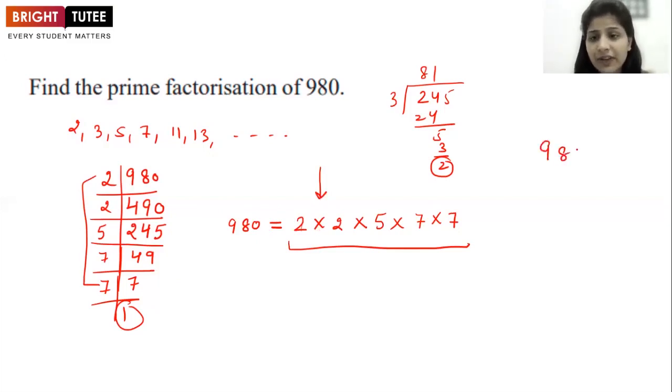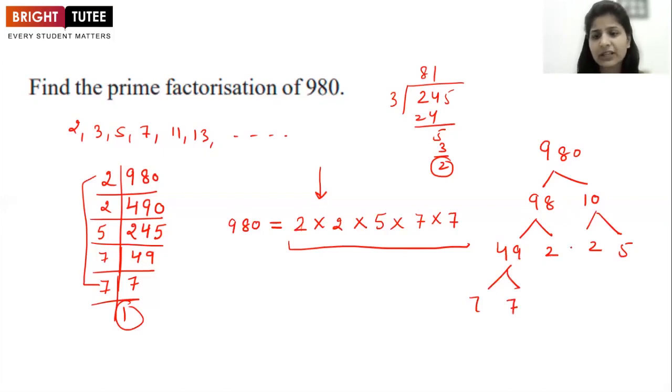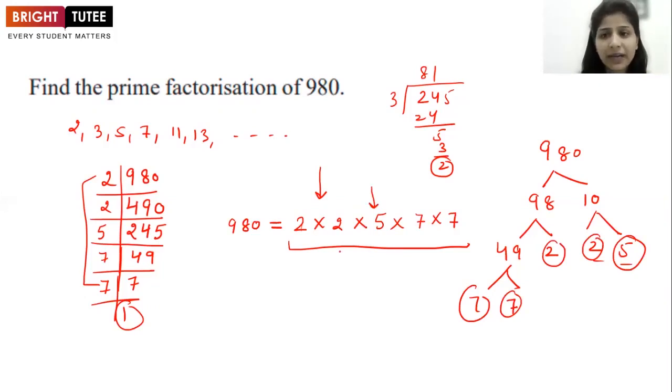So this is how we find the prime factorization of 980. You could also do it using the factor tree. You could write it as 98 into 10. Then you write 98 as 49 and 2, and 10 you can write as 2 and 5 because 2 into 5 will give you 10. Then 49 is 7 into 7. 2 is prime, so we don't have to do anything with it, and the rest, 2 and 5, are also prime. You see, we are getting two 7s, two 2s, and one 5. So these are the prime factors of 980, and we have expressed 980 as the product of its prime factors. This is what the prime factorization of 980 is.